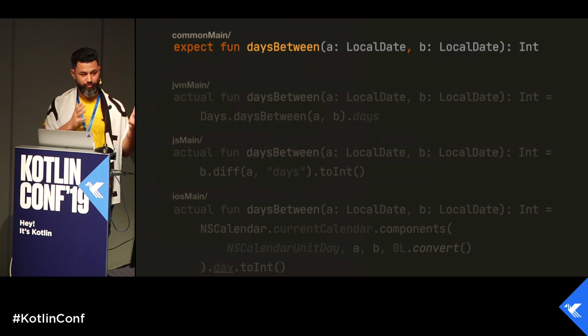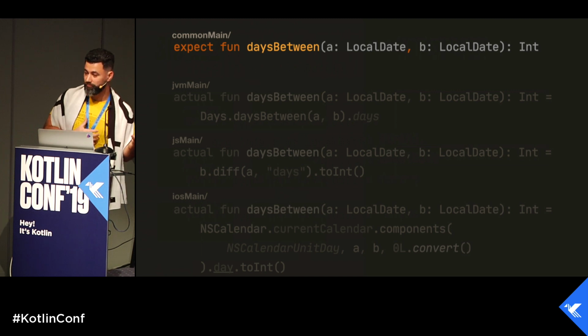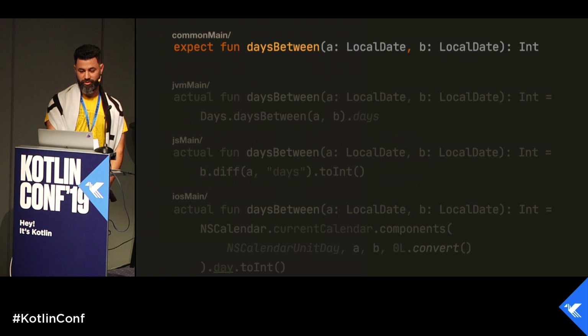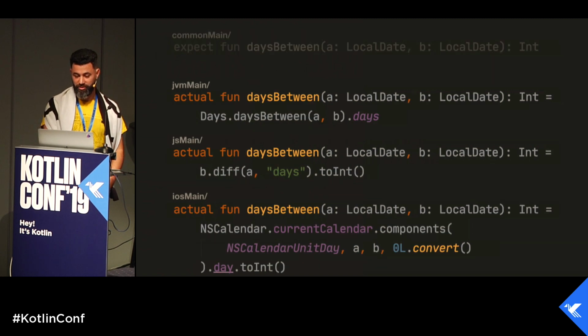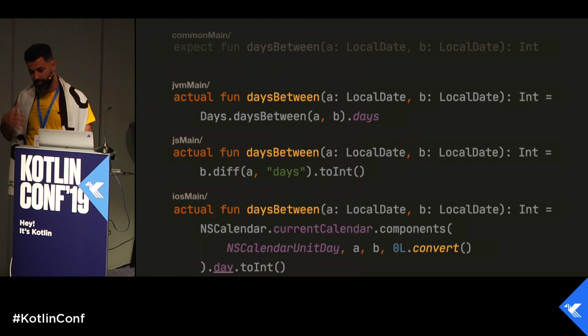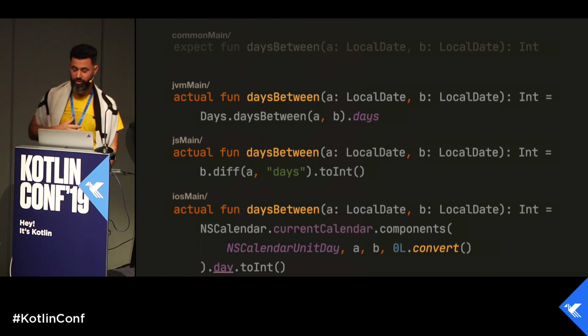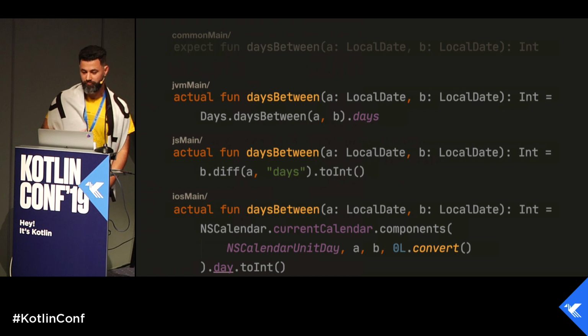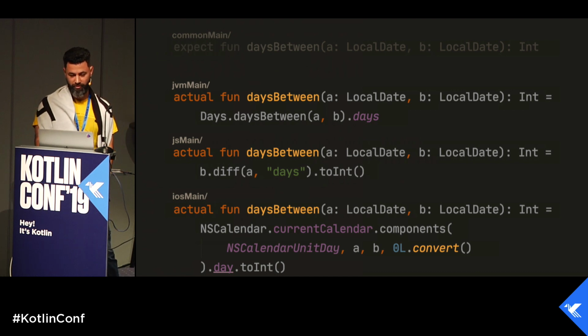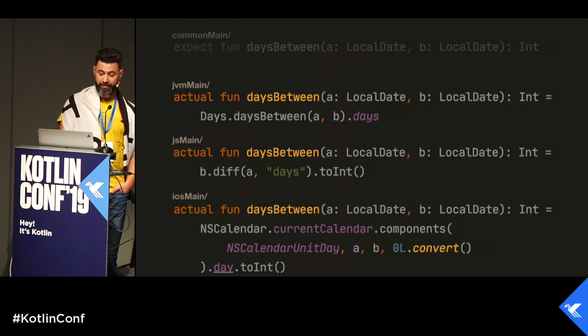Local date is not just a representation of data, you also need some operations with it, so we can use expect actual functions here to implement this. You can see that in different languages this looks pretty different, but your API, that is your libraries and your models that you are using in your application, don't need to cope with it. They can just use these basic methods declared in common code.